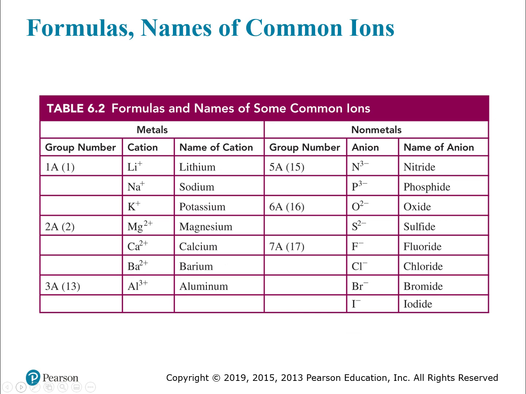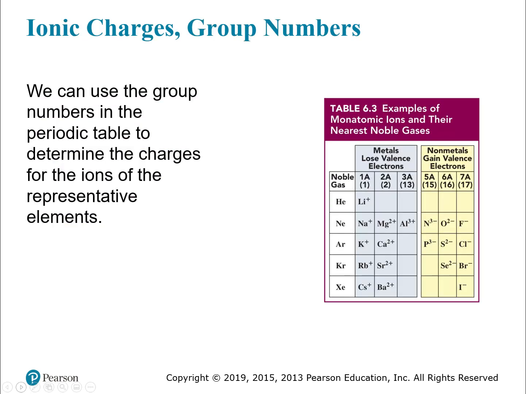Here are some common ions and some formulas. So we've got the metals over here, which are the cations, and the nonmetals on the right. So this should help you when you're doing your homework and when you're studying for your exam. And again, this is a reminder about how you can use the group numbers to determine the charge for the ions.